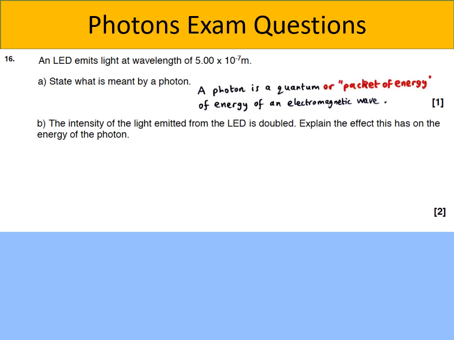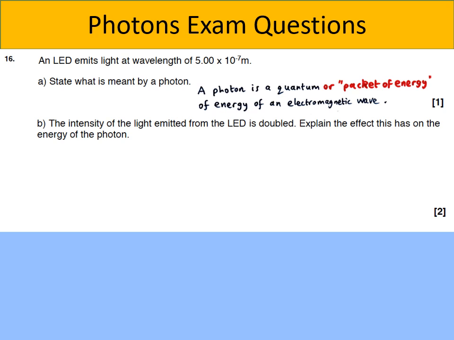So a photon is a quantum or packet of energy of an electromagnetic wave. If you just said a photon is a quantum of energy of an electromagnetic wave, that is absolutely fine. Or you could also just say a photon is a packet of energy of an electromagnetic wave, and you would still get the mark.